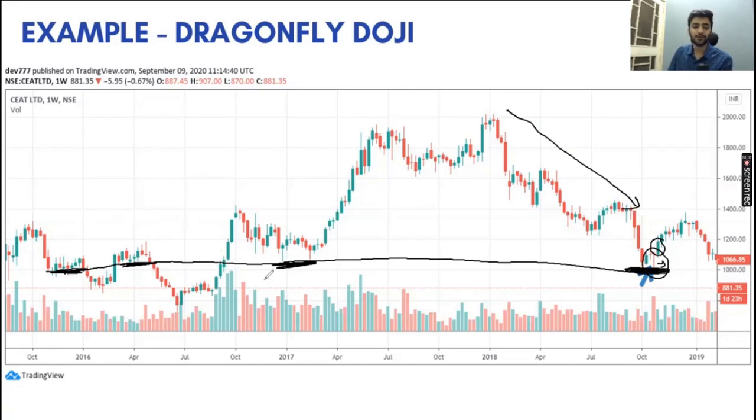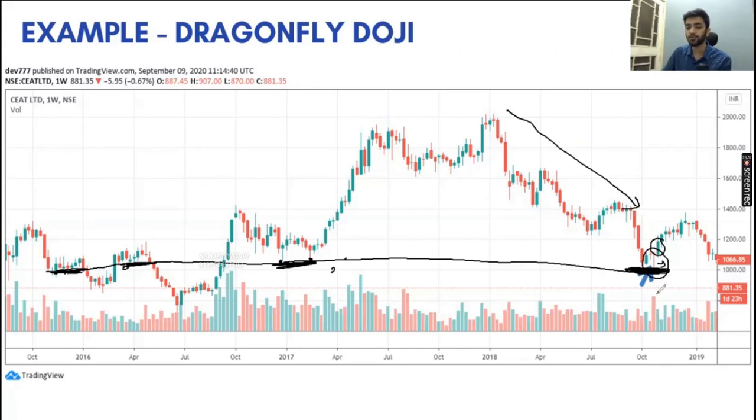And it tells you that whenever the price is reaching here, people are actually buying it. There are people who simply buy when the price is reaching this level. So, a good support zone.